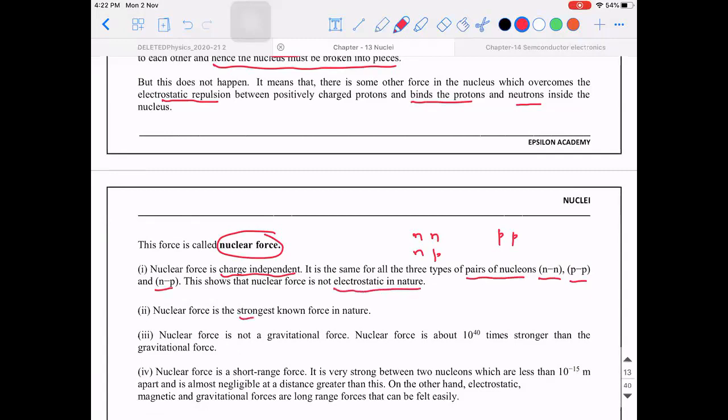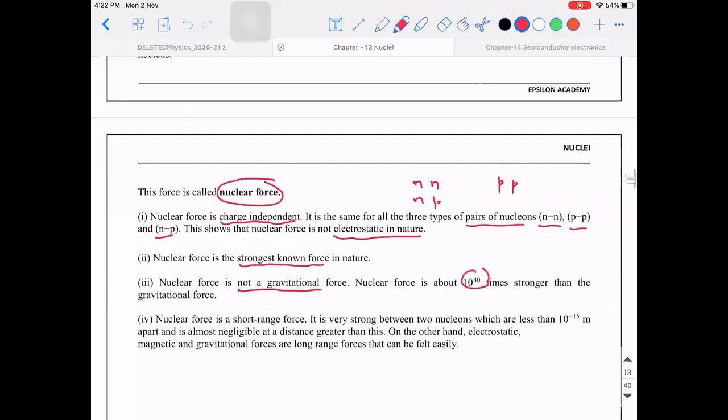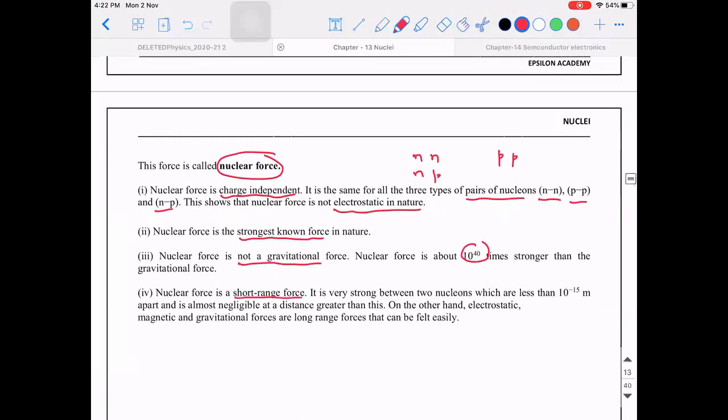Second, nuclear force is the strongest known force in nature. Third, nuclear force is not a gravitational force. Nuclear force is about 10 power 40 times stronger than the gravitational force. Next, the last point is that it is a short range force. It is very strong between two nucleons which are less than 10 power minus 15 meter apart, and is almost negligible at a distance greater than this. On the other hand, electrostatic, magnetic, and gravitational forces are long range forces that can be felt easily. You cannot feel the nuclear forces because it is a short range force.